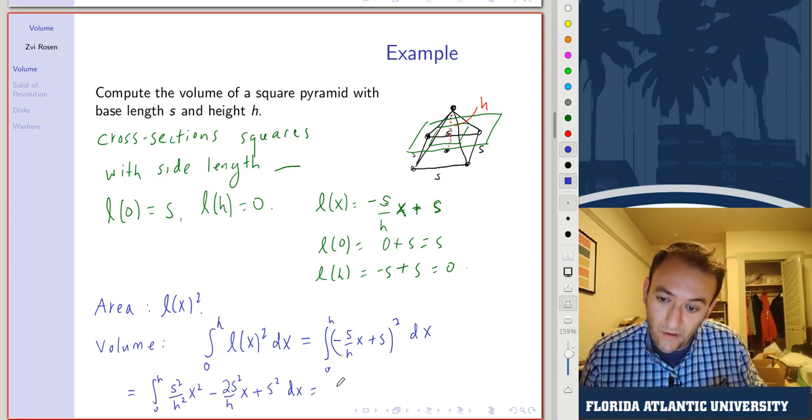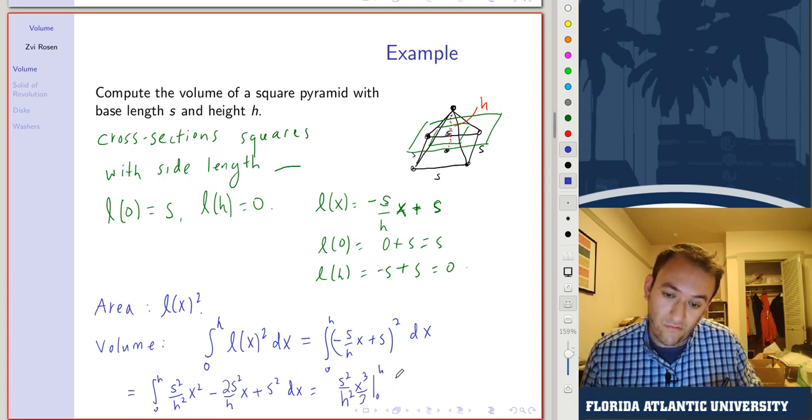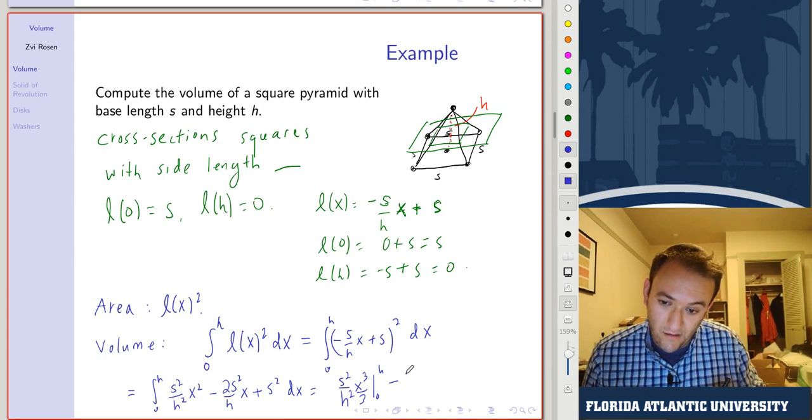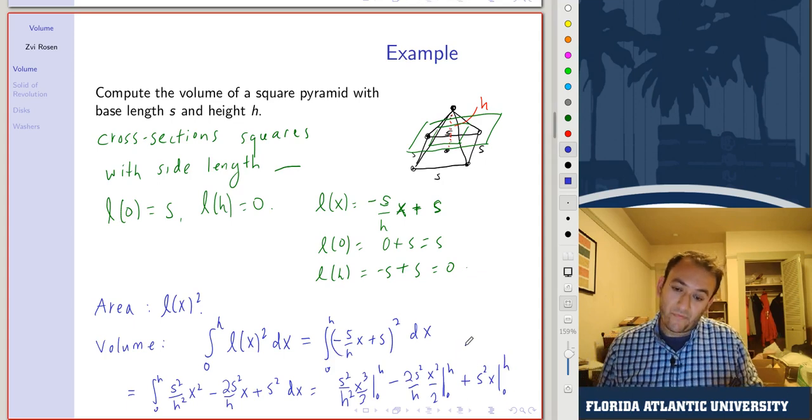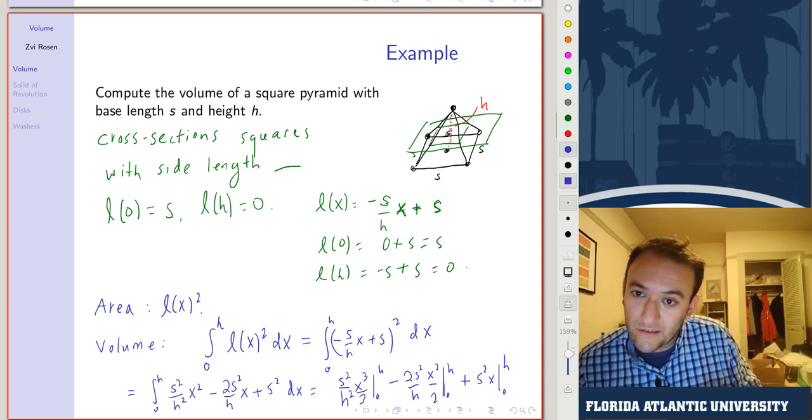And we get, term by term, s squared over h squared times x cubed over 3 from 0 to h, minus 2s squared over h times x squared over 2 from 0 to h, plus s squared x from 0 to h. Okay, and let's grab that.